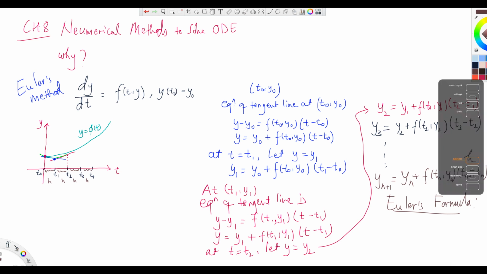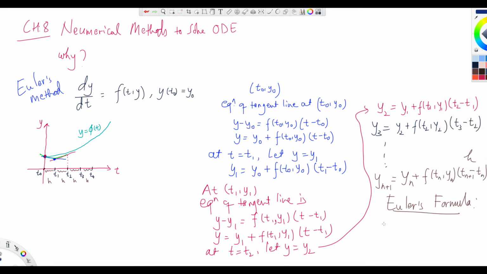So how does the final version of the formula look? The final version looks like this: y_{n+1} equals yn plus h times f of tn, yn. So this is also Euler's formula. This is the simplified version where we call h the step size. If you take the step size equal in all of those subintervals, then this is Euler's formula.